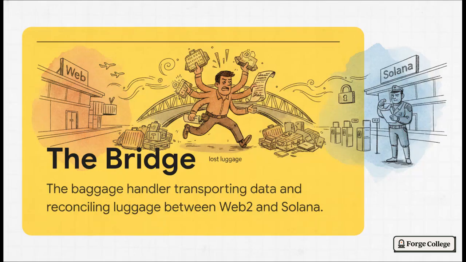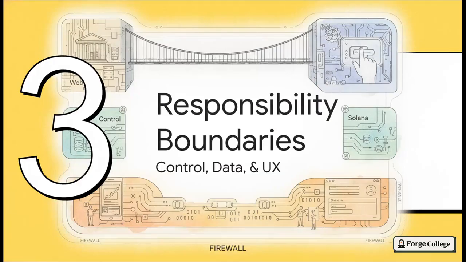So if Web 2 is departures and Solana is customs, what connects them? Well, that's the bridge. Think of your API bridge as the somewhat frantic baggage handler running back and forth between the two terminals. The bridge's job is literally to transport your luggage, present the flight manifests, or signed payloads, to customs, and make absolutely sure that whatever left that fast Web 2 terminal matches exactly what arrives on the strict Solana blockchain. And of course, the baggage handler is the poor soul who has to reconcile lost luggage when things inevitably go wrong.